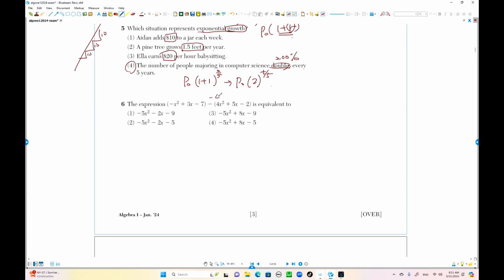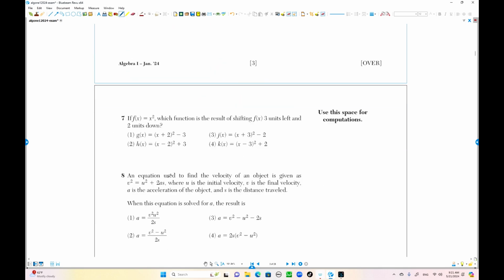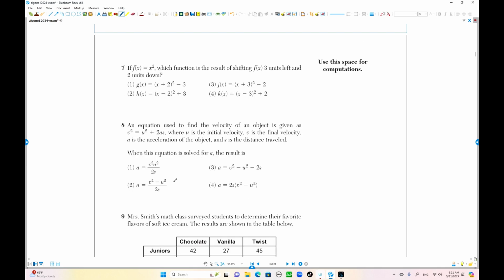Number 6, take out minus 4x squared, minus plus is minus 5x, minus minus is plus 2. So negative x squared, negative 4, negative 5. 3x minus 5x, negative 2x. Negative 7 plus 2 is negative 5. Choice 2 is the answer. All right, number 7, 3 units left. So instead of x, we replace with x plus 2. Going down is what? Minus. So x plus 2 squared, going 2 units down is a minus 2. That's the answer. So 3 to the left, choice 3 is the answer.